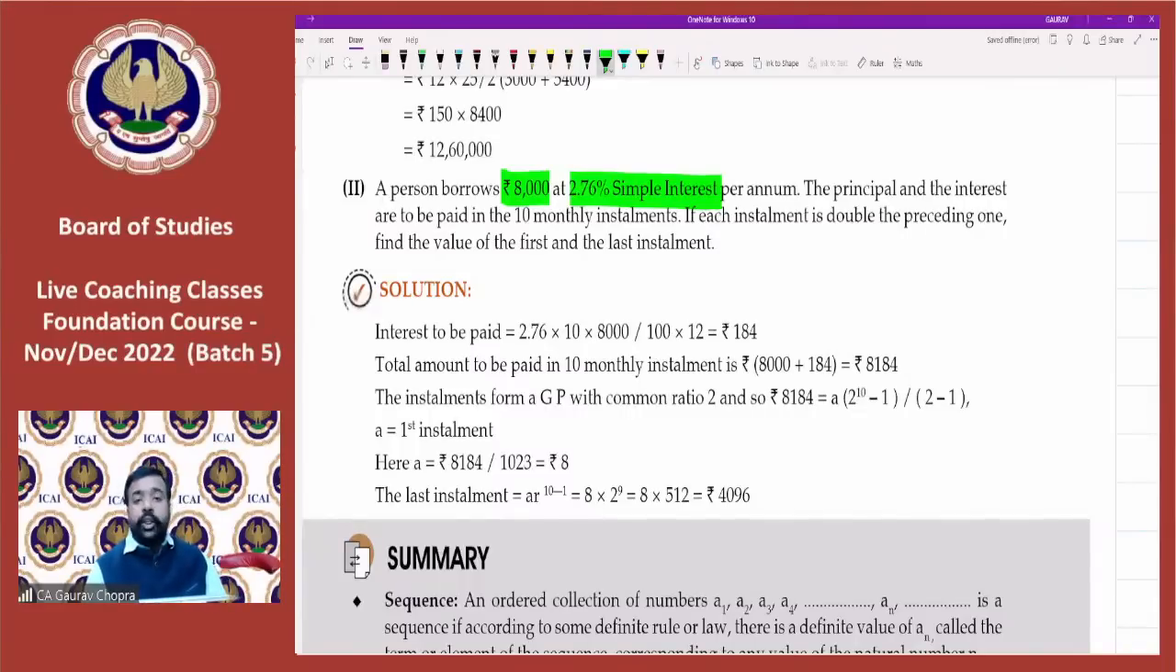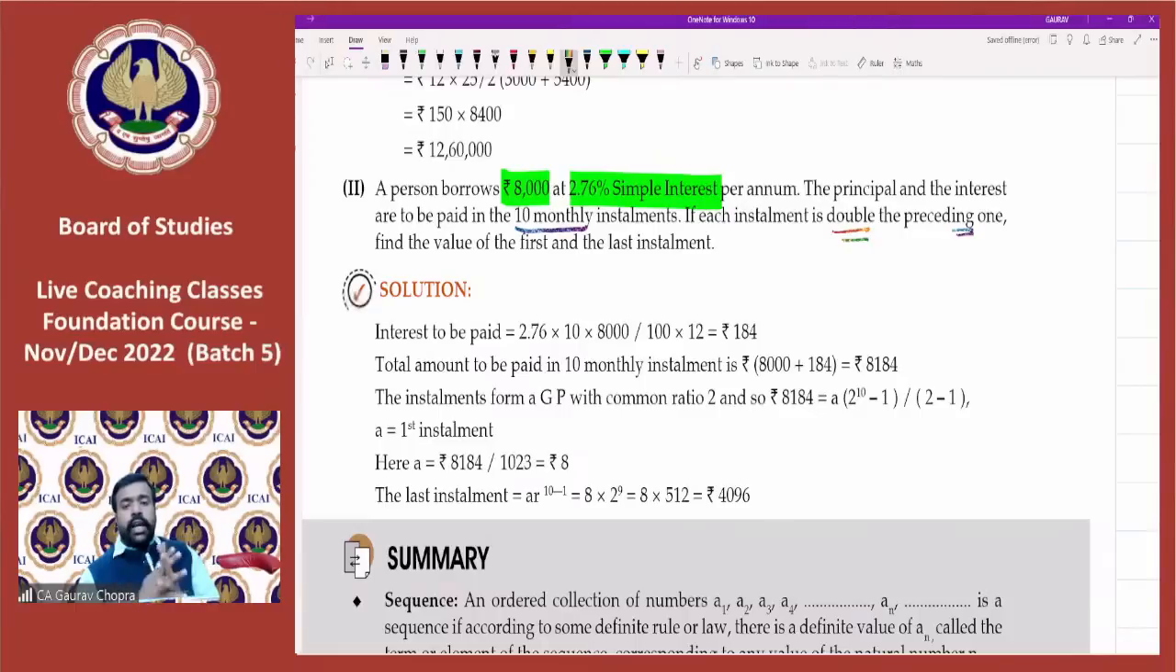The principal and interest are to be paid in 10 monthly installments. We have to pay EMI, that is every month's installment, and it is 10 months of installments. If each installment is double the preceding one, it is always double. If the first is 1, the second will be 2, the third will be 4, then 8, and so on. Then find the value of the first and last installment. First and last installment we have to calculate.